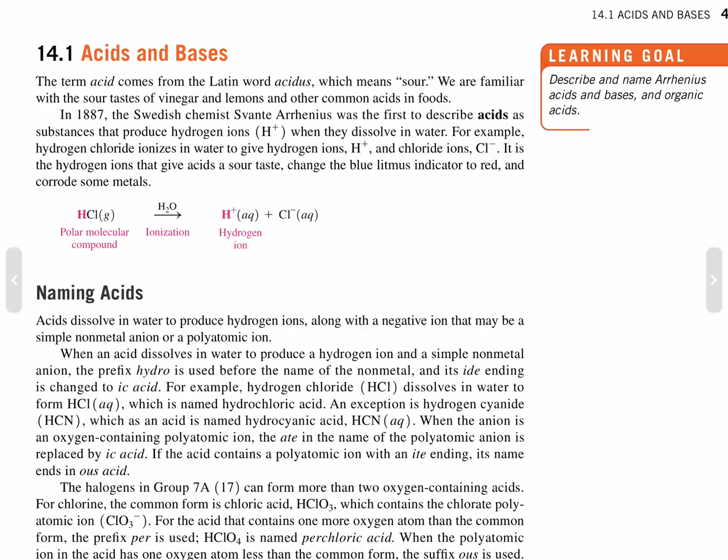Section 14.1: Acids and Bases. The term acid comes from the Latin word acidus, which means sour. We're familiar with the sour taste of vinegar and lemons, which contain common acids in foods. In 1887, the Swedish chemist Svante Arrhenius was the first to describe acids as substances that produce hydrogen ions when they dissolve in water. For example, hydrogen chloride ionizes in water to give hydrogen ions and chloride ions. It's the hydrogen ions that give acids a sour taste, change the blue litmus paper indicator to red, and corrode some metals.